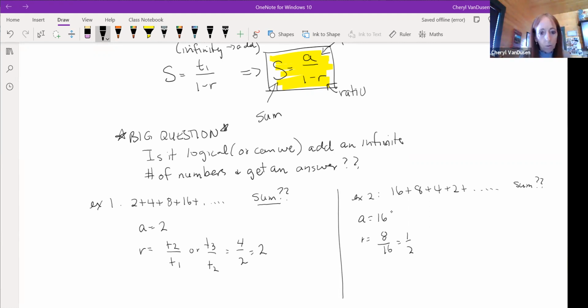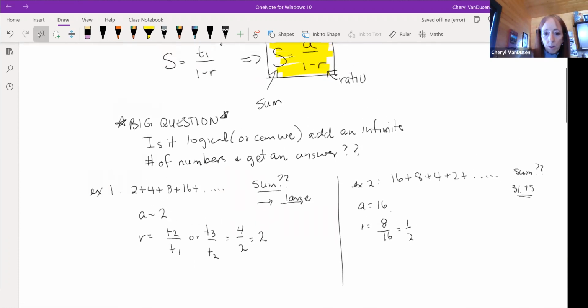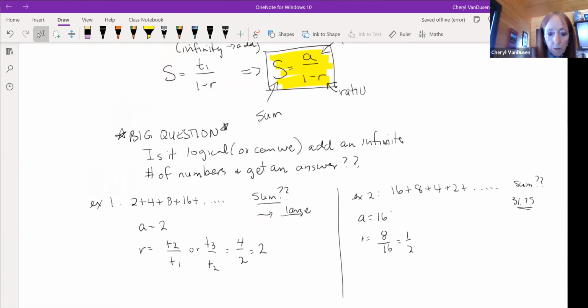So maybe we're going to see something a little bit interesting happen from one to the other. The first one looks like maybe something sketchy is going on, because as I added up, I got to a really large number here. This one seemed to slow down. I was at 31.75 and hadn't finished. It's kind of looking like it was slowing down. So I'll throw these into our formula. I try not to do it with our formula off the screen.